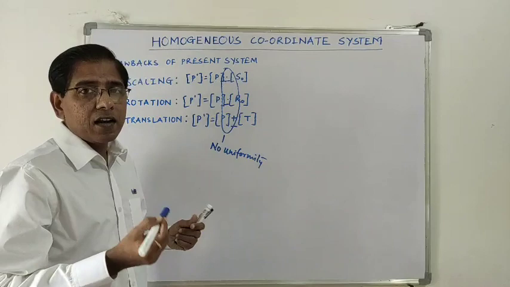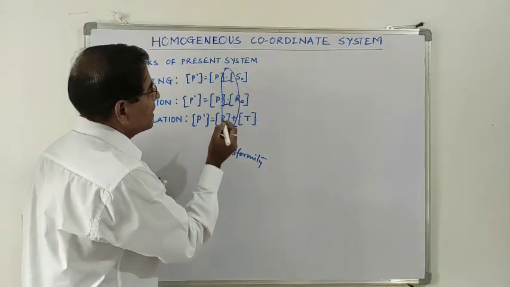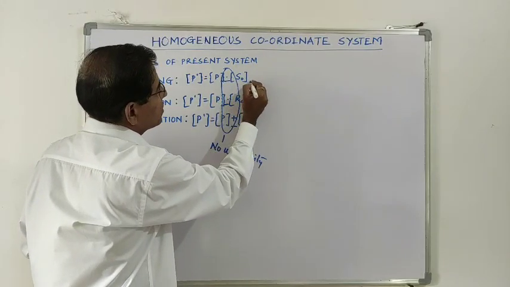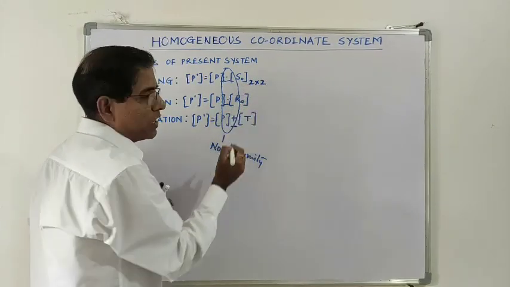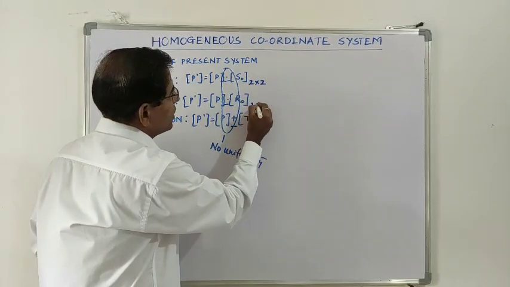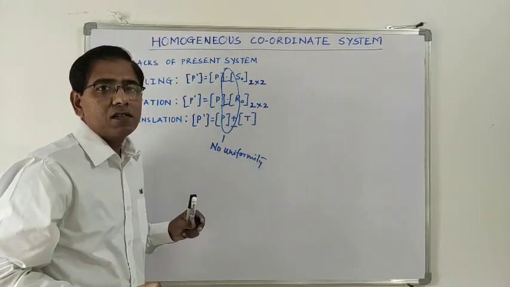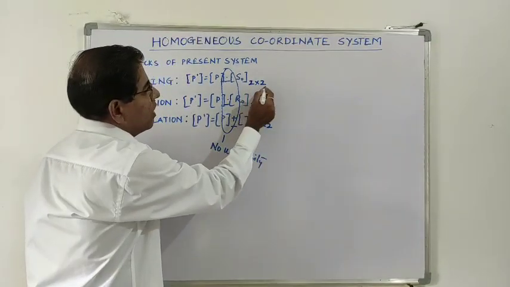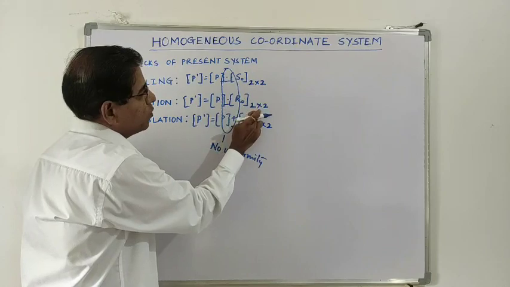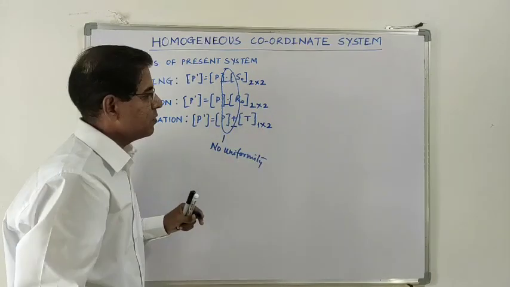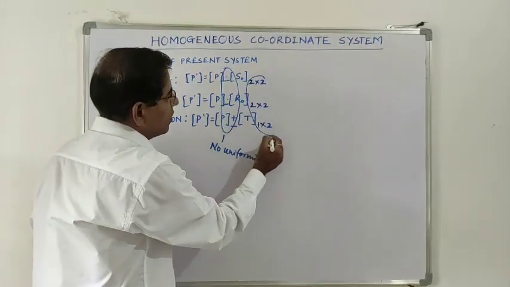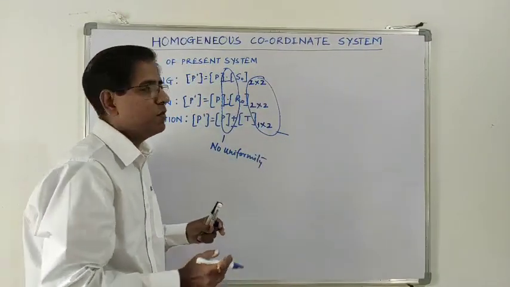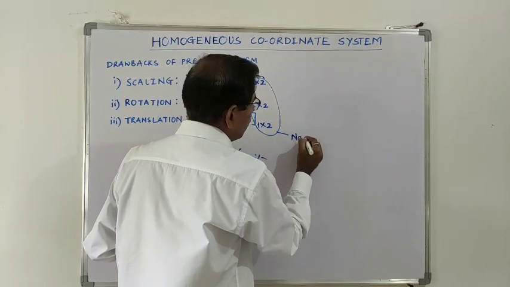The another non-uniformity is in case of the size of transformation matrix. Scaling transformation matrix is of size 2 by 2, rotation transformation matrix is of size 2 by 2, and translation matrix is of size 1 by 2. So another non-uniformity is in the size of the transformation matrix. So no uniformity.